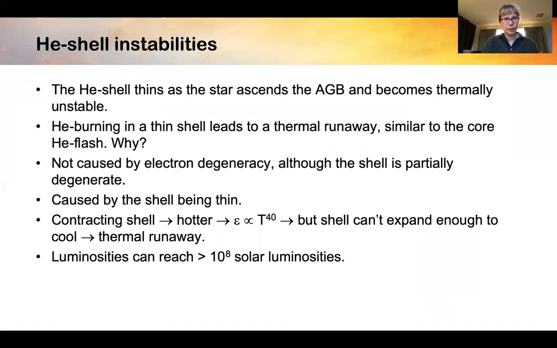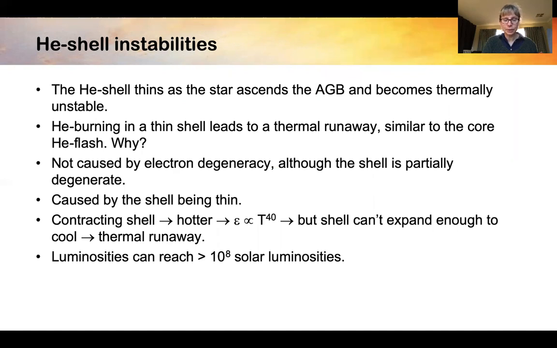All right, I mentioned helium shell instabilities. This is essentially where the helium shell thins, and it is the thin shell instability that causes thermal pulses to occur. Essentially, it's not caused by electron degeneracy like the core helium flash. This is caused by a contracting shell. It becomes thinner, becomes hotter. You have energy. The temperature increases well above 10^8 kelvins. That leads to the triple alpha production, producing energy, but the shell cannot expand enough to cool.